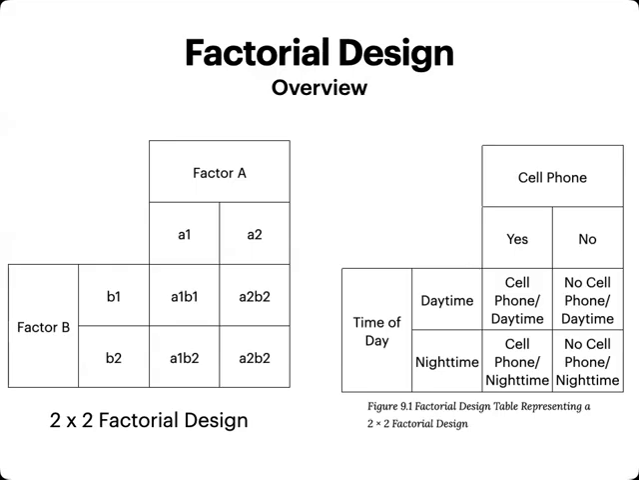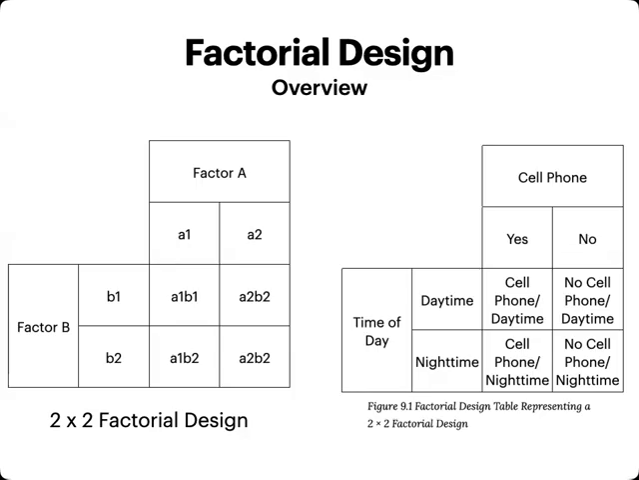Let's take another example. Look at the right figure. Researchers want to investigate the effect of cell phone use and the time of day on driving ability. The columns of the figure represent cell phone use, and the rows represent time of day. The four cells of the figure represent the four possible combinations or conditions.